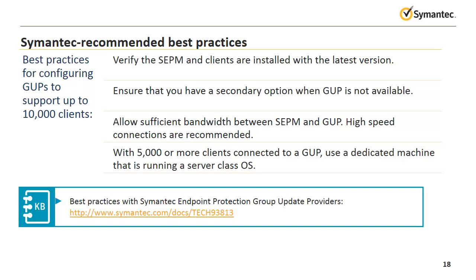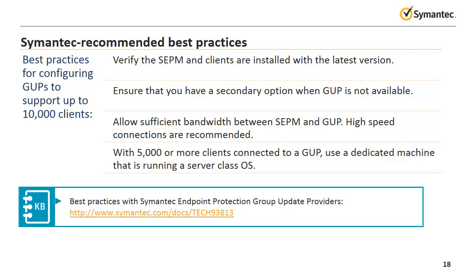When you follow best practices, Symantec supports a GUP to provide content for up to 10,000 SEP clients. However, if a GUP is running on a computer that also performs other functions, such as a domain controller, web server, or file server, you also want to consider the impact of the shared resource usage.